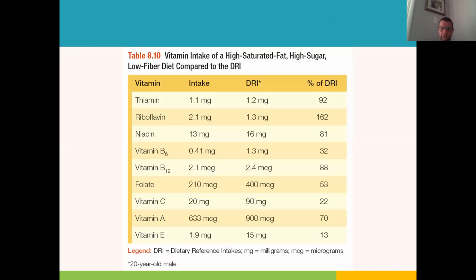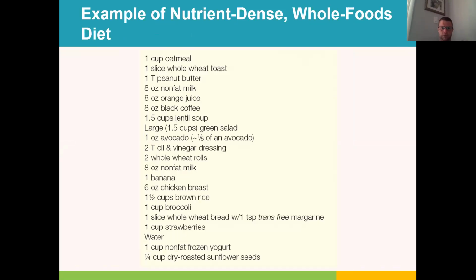All right. So we're going to skip through this slide with that. Here's a nutrient-dense whole food diet. Again, these are all things we've seen before. So oatmeal, we know it has a good amount of fiber. It's also nutrient-dense. Whole wheat toast versus the white toast. Again, more peanut butter. It says 1 tablespoon. I exceed that way too much.